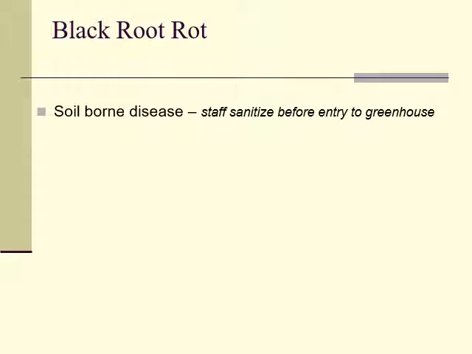So black root rot is a soil-borne disease. That means you've got to make sure your staff are properly sanitized. Most vegetable greenhouses have shoe and foot baths that you have to walk through before you go in the greenhouse. You don't have to take your shoes off, but you walk through a machine that has wet brushes that brush the undersides of your shoes with a sanitizing agent, and then you move into the greenhouse.